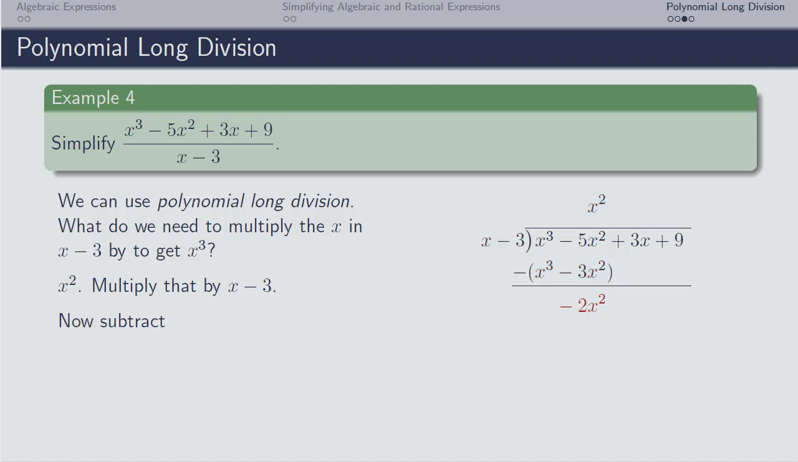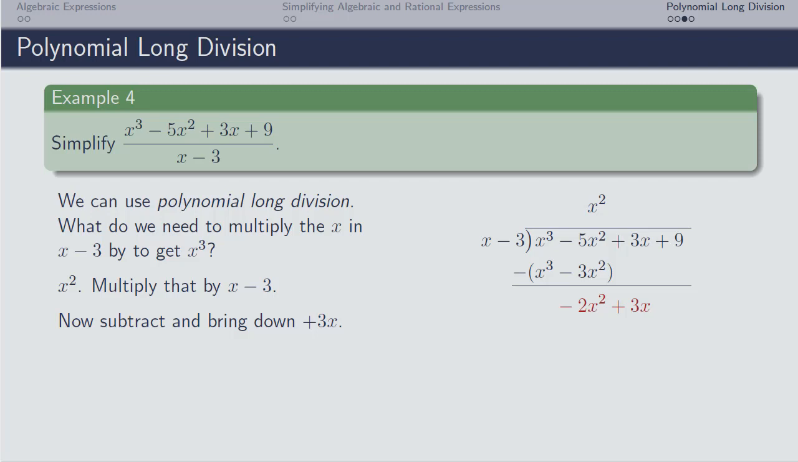So what do I have left over when I subtract? I have the x cubes cancel because I constructed them precisely to do that. And then I got to distribute that minus sign. So I've got minus 5x squared plus 3x squared. That leaves me with minus 2x squared. Okay. So now I just repeat the process. Right, I'm going to bring down this next thing here, right, plus 3x.